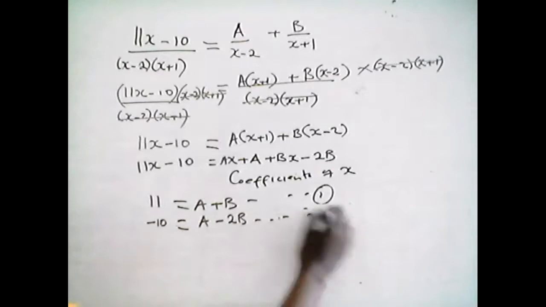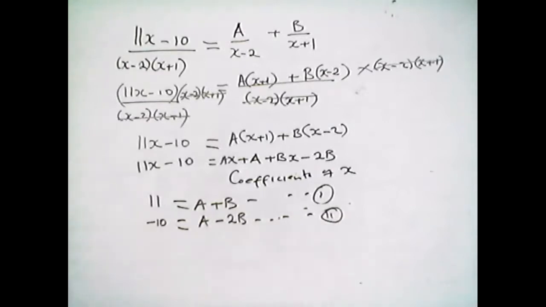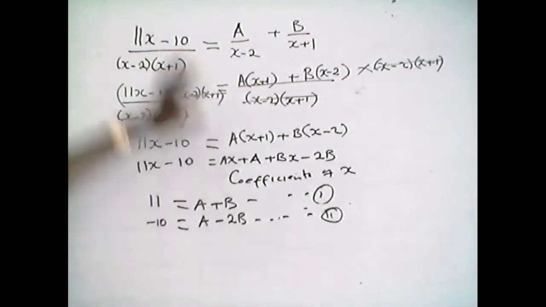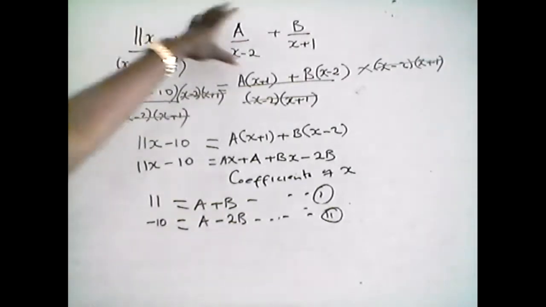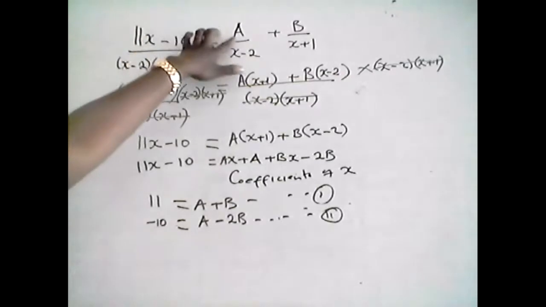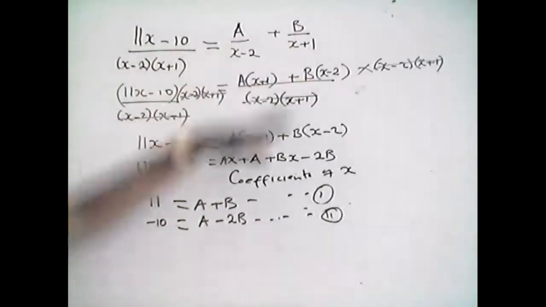Remember, everything that we are doing here is to find the values of a and b. So that's what you're supposed to know. So this is equal to that. But now your task is to find what a is and what b is. And that's what we are doing here.